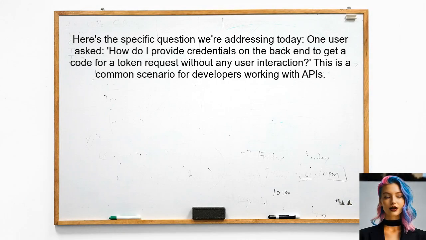Here's the specific question we're addressing today. One user asked, how do I provide credentials on the back end to get a code for a token request without any user interaction? This is a common scenario for developers working with APIs, so let's break it down.